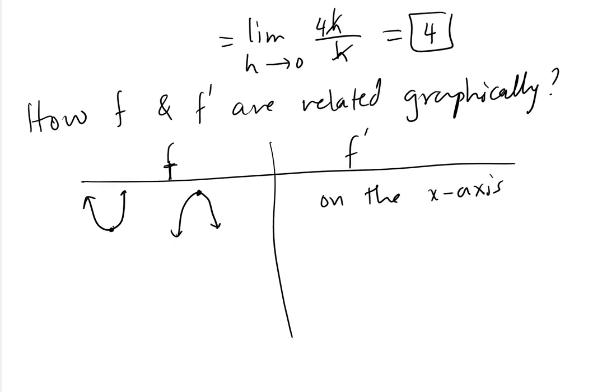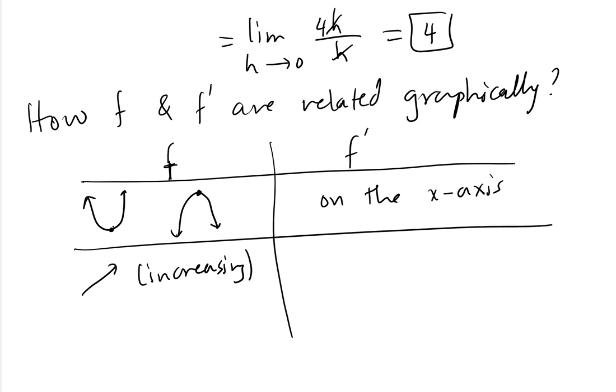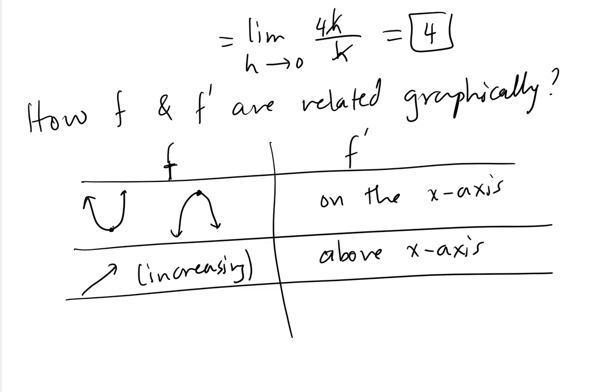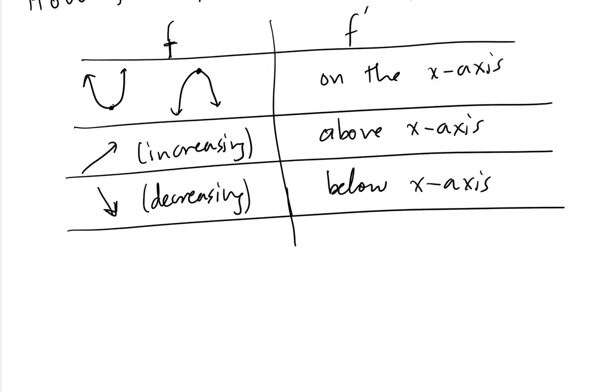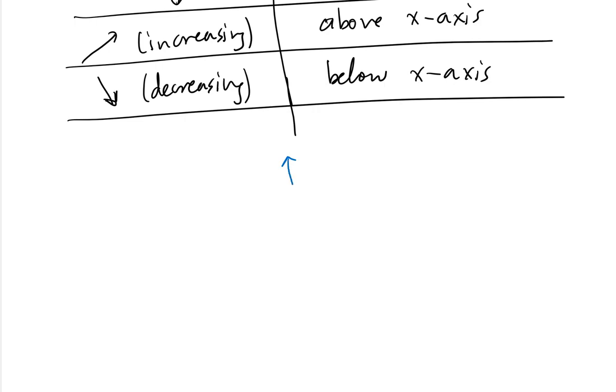That's the first one. If it's going up, like increasing the graph of f, then the graph of its derivative would fall above the x-axis. If the graph is decreasing, the graph of its derivative falls below the x-axis.